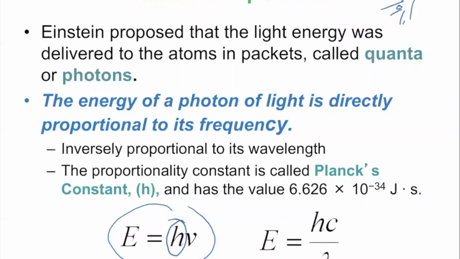But let's say you don't know the frequency of that wave, but you know the wavelength. You can still figure out the energy of that photon, of that pocket of light, because you know the wavelength, and you know what c is. c is the speed of light, and h is Planck's constant. So you can still figure out how much energy is going to be put into the metal if you either know the frequency or you know the wavelength.